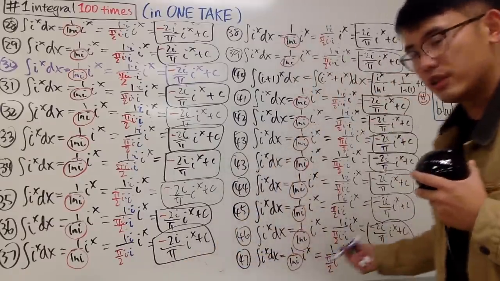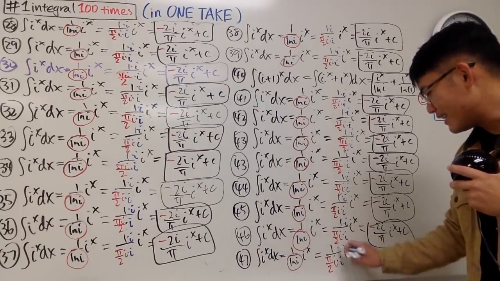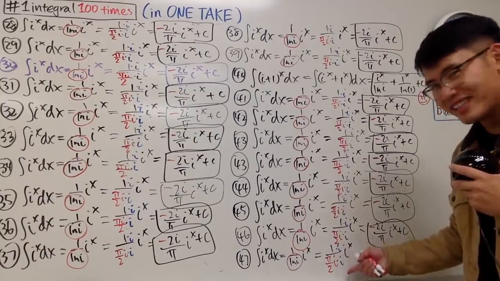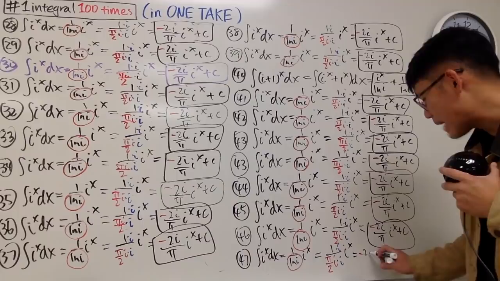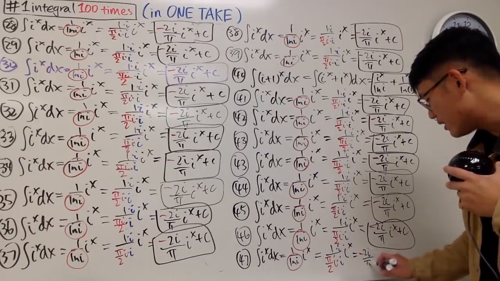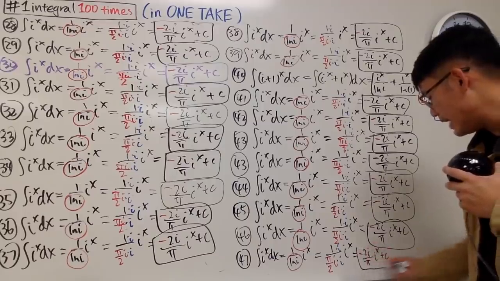Anyway, hopefully you guys are watching. Multiply i and i here. i times i is i squared, which is negative 1. Put the negative on the top, and also put the 2 on the top. And then we have the i here, and then the pi here, and then don't forget the i to the x power, and then of course we add the c, and we are done.